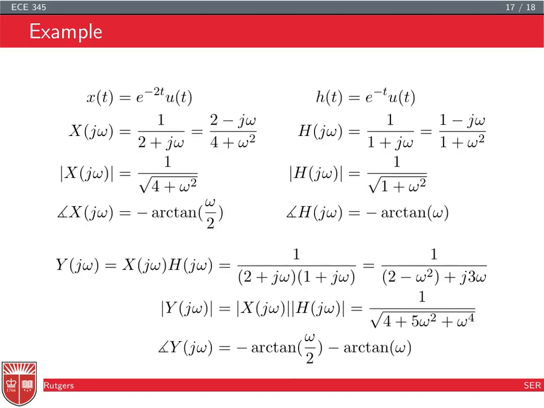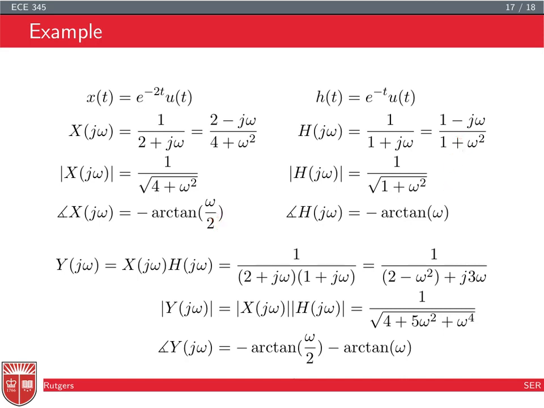The X of j omega, the CTFT of the input, is 1 over 2 plus j omega, and if you multiply by 2 minus j omega and by 2 plus j omega, you will get this formula here. Now the magnitude is going to be equal to 1 divided by the square root of 4 plus omega squared. You can get this immediately by noticing that the magnitude of X of j omega is 1 over the magnitude of 2 plus j omega. And the phase is minus arctangent of omega over 2.